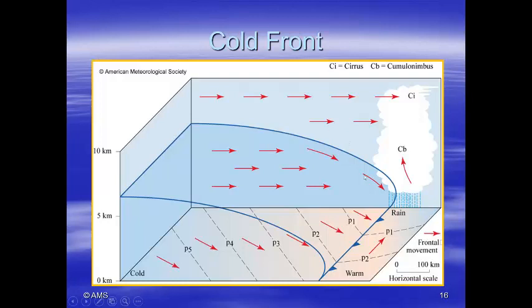So here we see the symbol for a cold front. These teeth are supposed to be the biting cold air. The slope is much more extreme. As the cold front comes crashing through, air is pushed up over it. And sometimes we get severe thunderstorms that form at this leading edge.